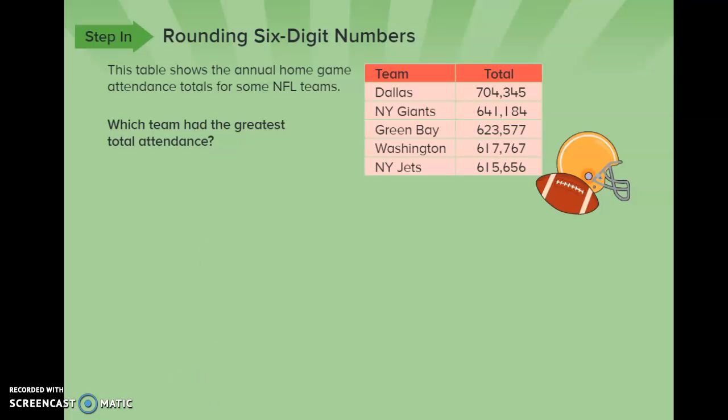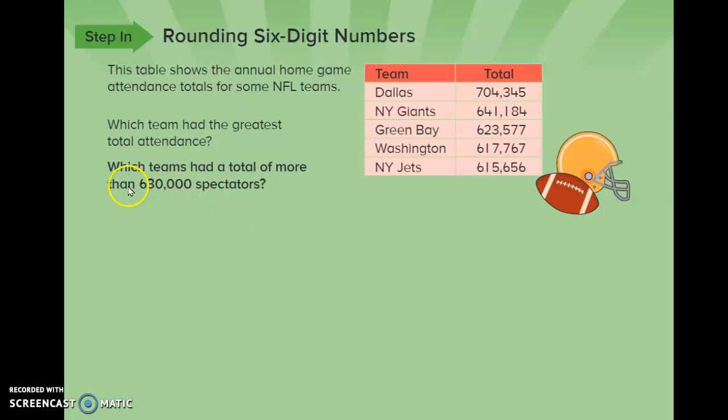Okay. So now let's look at this. We have a table here of teams and the attendance for a football game. Which of these had the greatest total attendance? Yeah, Dallas, of course. 704,345. Good. We knew that was the greatest because we have a 7 in the 100,000s place.